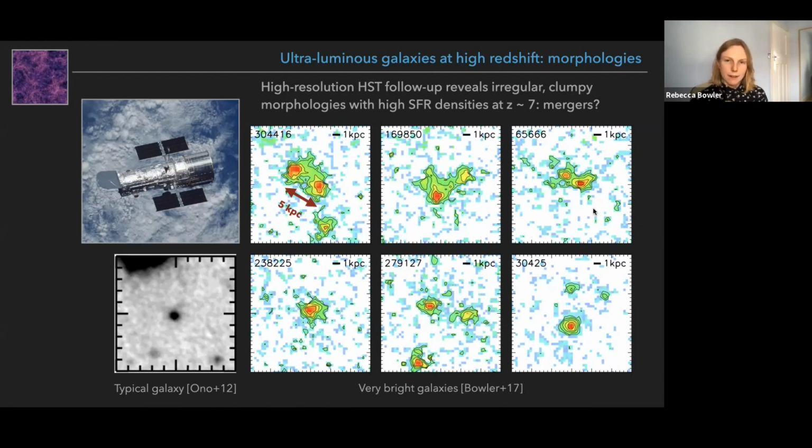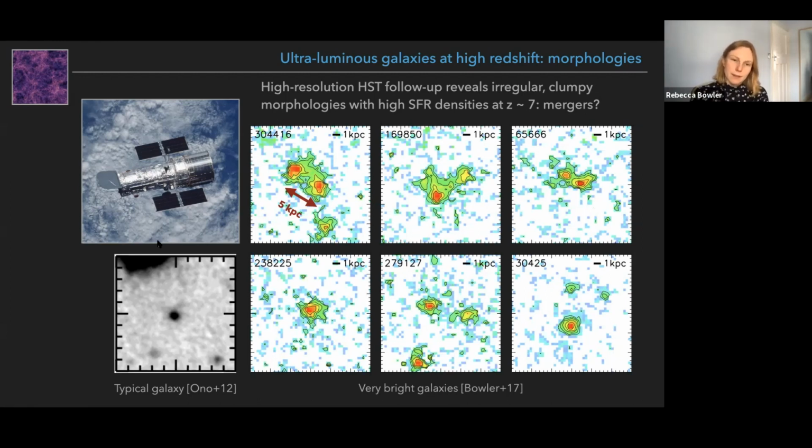So these sources were selected from ground-based data. So this VISTA data I showed you has this really great field of view. The problem with the ground-based data is that it is taken through the atmosphere, so the resolution is not as good as from Hubble. So a few years ago now, we asked for follow-up imaging with Hubble to try and get around this problem and to get the high resolution imaging we need to look at the galaxy sizes and morphologies.